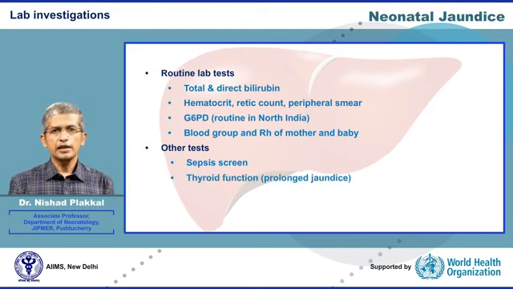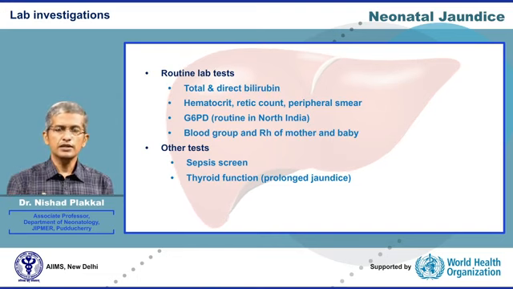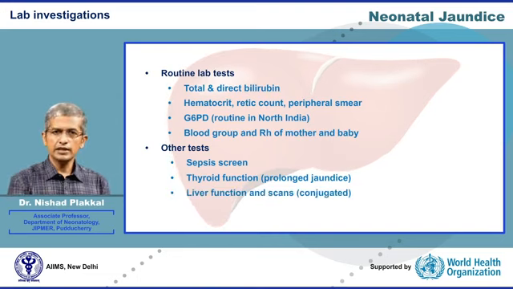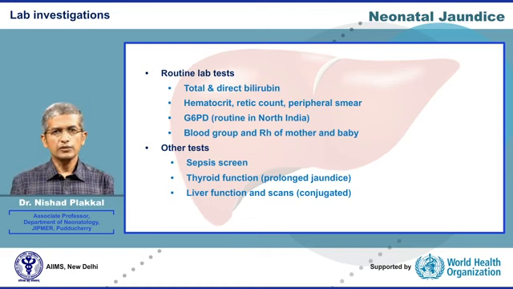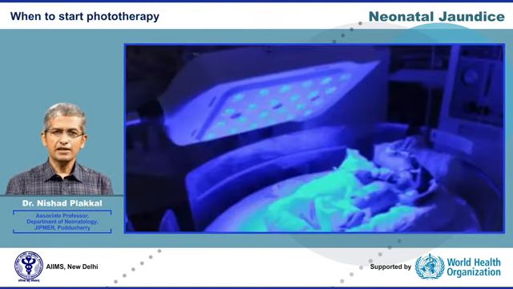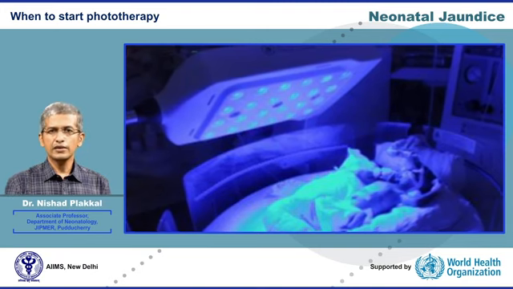Thyroid function should be done for babies with prolonged jaundice. For babies who have cholestasis, we might also do liver function tests, we might do an ultrasound of the liver, and we might do some other scans, and depending on the baby's condition, a few other tests may also be required. The commonest method of treating babies with jaundice is with blue light phototherapy.